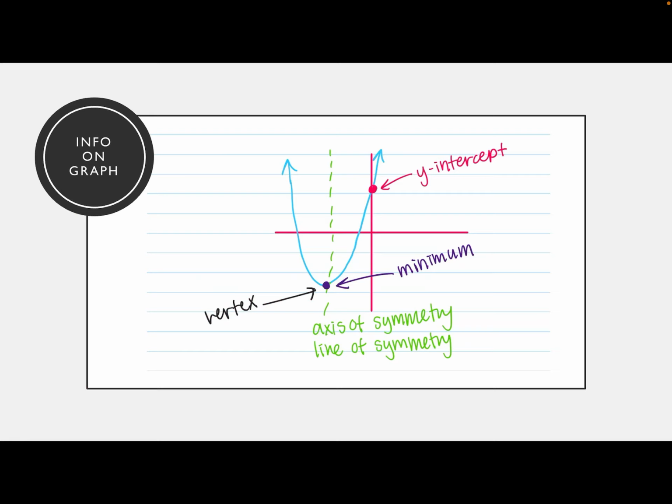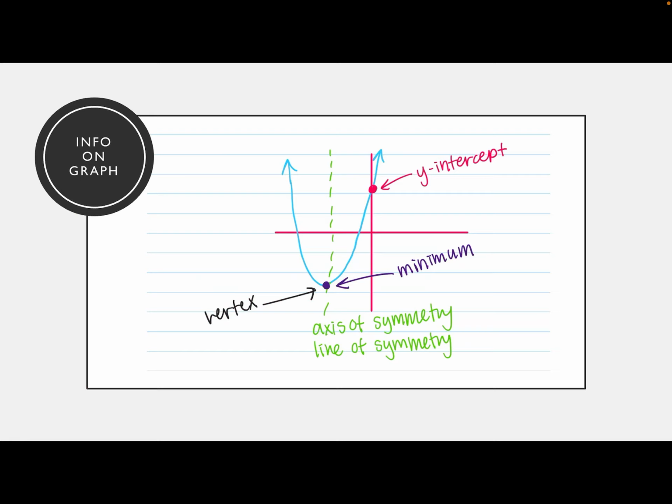These two things could be the same thing, just the bottom of the graph or the top of the graph. And last but not least, in green, we have the axis of symmetry, or the line of symmetry, which is, if you folded the graph in half, it would be the same on both sides. It would look exactly the same. It's just a line straight down the middle.